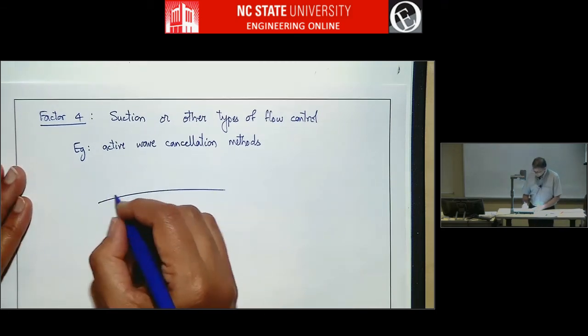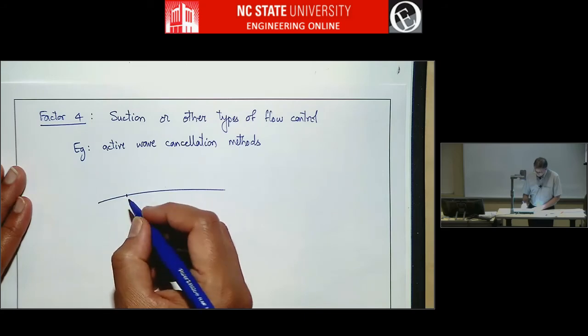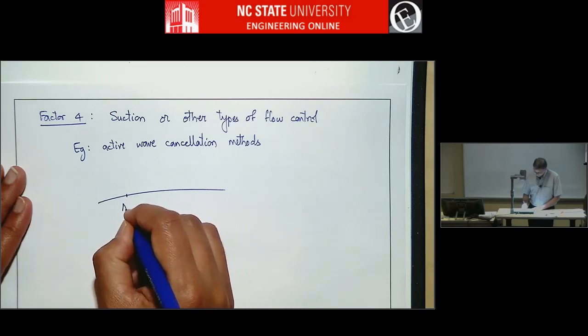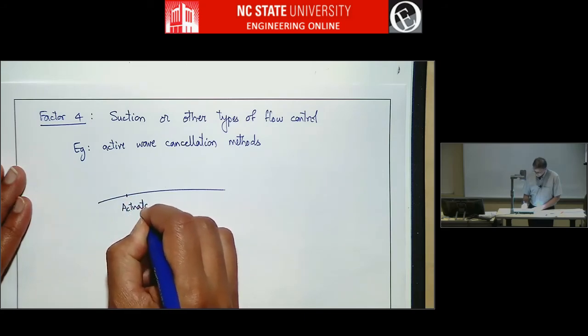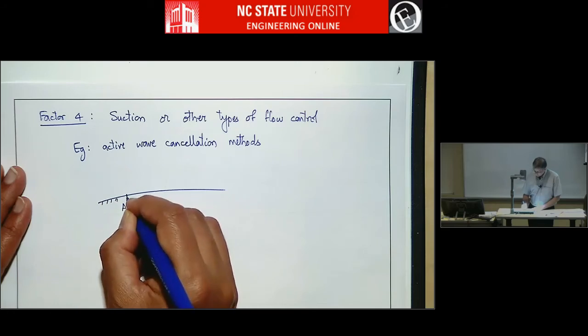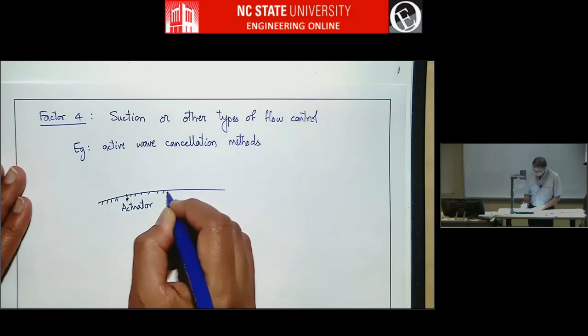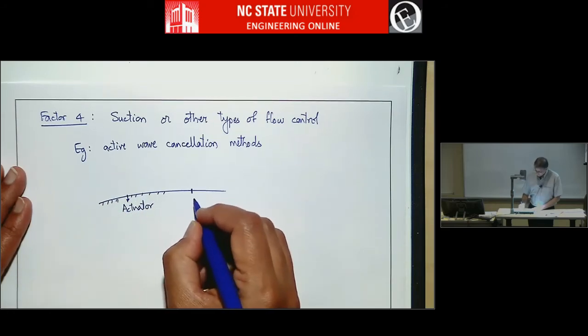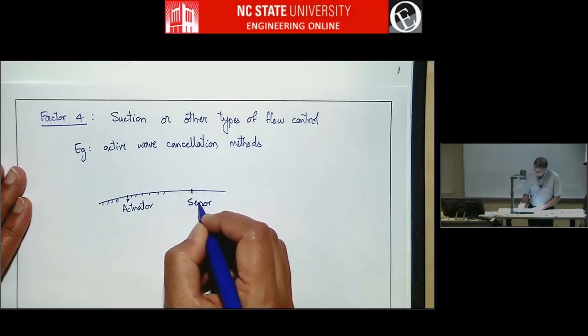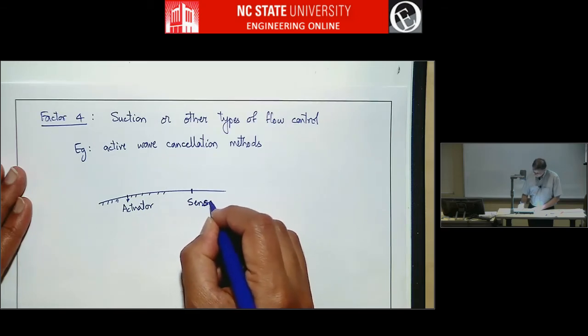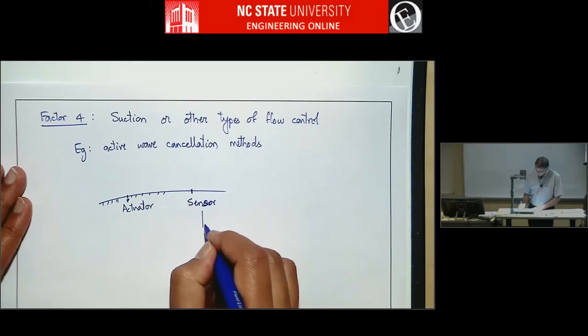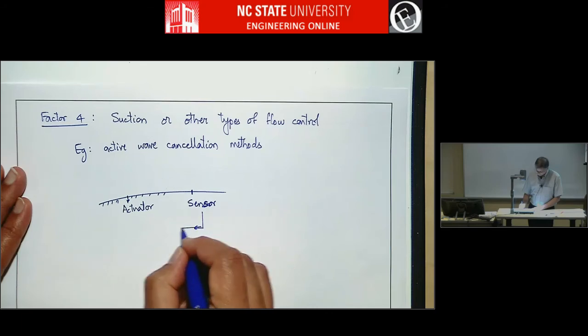So here you may have an actuator at this point on the surface. So this is the surface. And you may have a sensor here, sensor, and some kind of a control system.